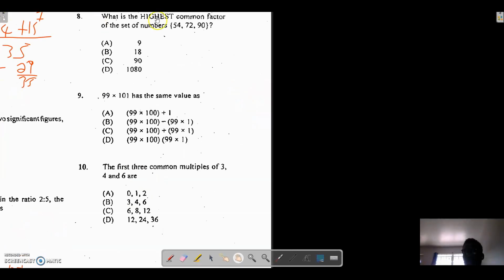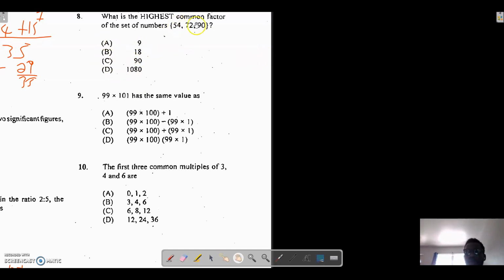Question 8. What is the highest common factor of the set 54, 72, and 90? The highest common factor is the highest number that can go into each of them without leaving a remainder. So we want the highest common factor for all 3 numbers. Now, of course, we can rule out D and C, because there is no way 90 can go into 54. 90 is larger. So C and D are out.